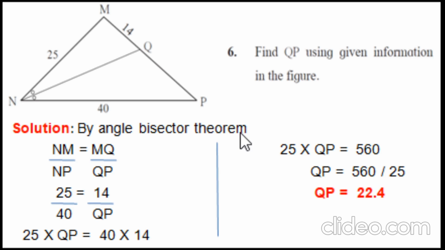By the angle bisector theorem, NM upon NP is equal to MQ upon QP. Put values: NM 25, NP 40, MQ 14, and QP we have to find. Now cross multiply: 25 into QP is equal to 40 into 14. 40 into 14 is 560. So QP is equal to 560 divided by 25. You get QP is equal to 22.4. Then next question.